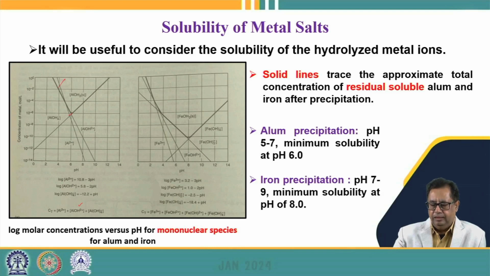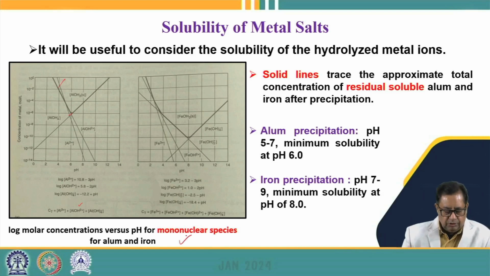So here we draw a curve between the log molar concentrations versus the pH values, for the mononuclear species of alum and iron. On the left hand side we have the curve which is for the alum dosing, and on the right hand side we have the curve which is for the iron dosing in the wastewater.